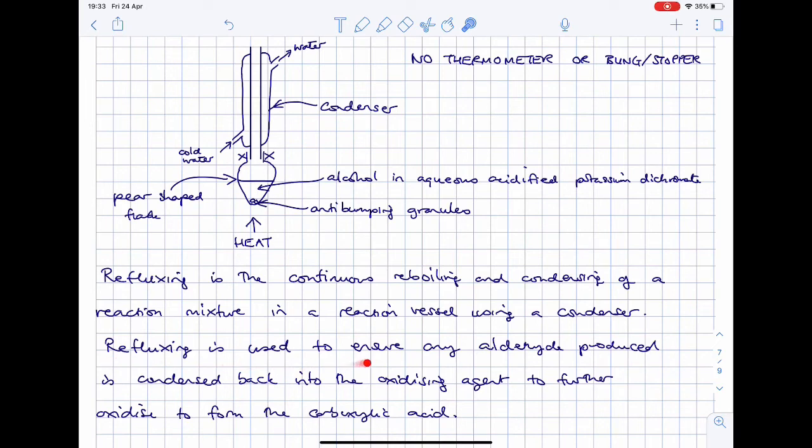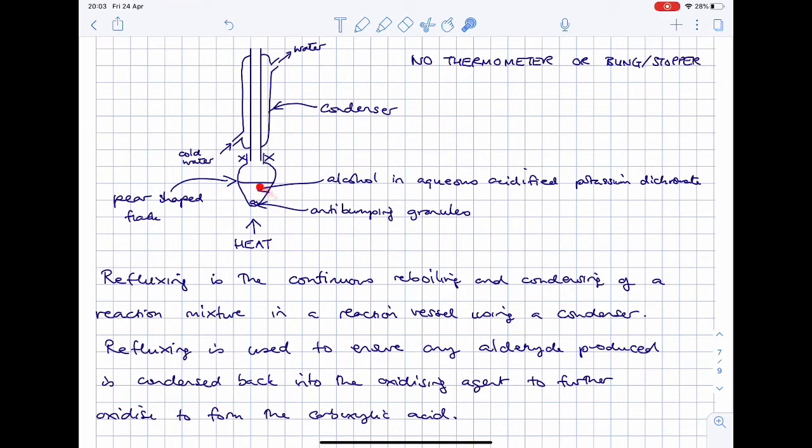And refluxing is used to ensure any aldehyde produced in the oxidation of primary alcohol condenses back into the oxidizing agent so it can further oxidize to form the carboxylic acid. We can also use heating under reflux to oxidize secondary alcohols to produce ketones and ensure a high yield of ketones produced, because heating under reflux will ensure any unreacted alcohol that escapes can condense back into the oxidizing mixture and convert to the ketone.